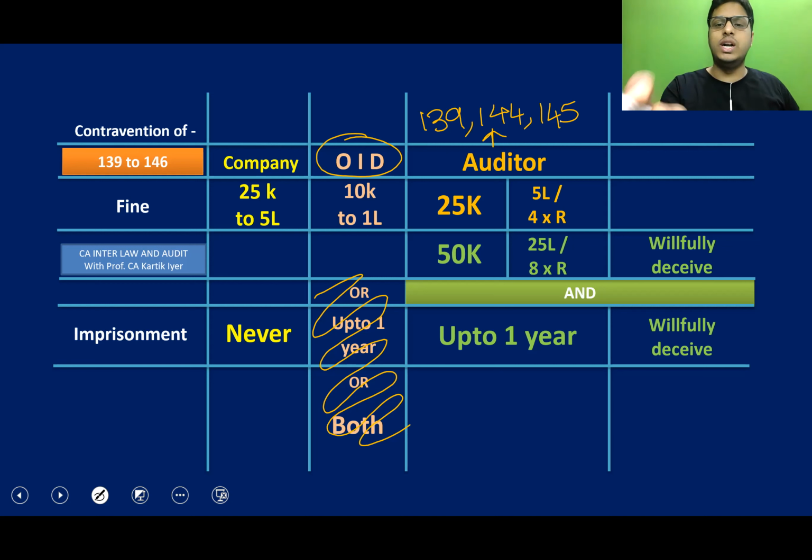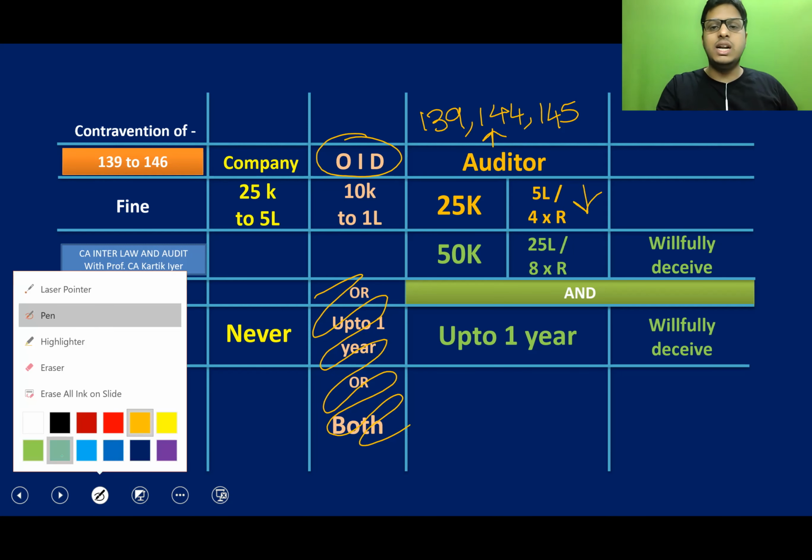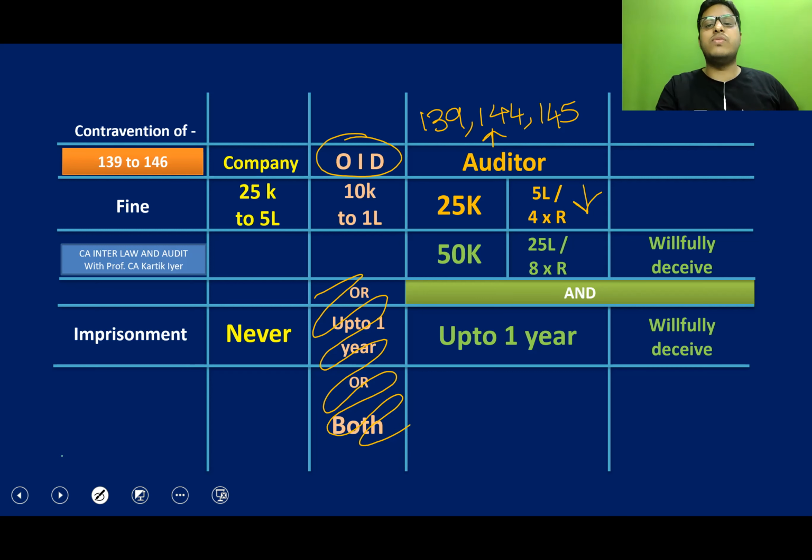So for any auditor, the penalty will be 25,000 minimum to 5 lakhs or 4 times of the remuneration, whichever is lower. This we had seen in the class. And second is 50,000 to 25 lakhs or 8 times of the remuneration, whichever is lower, if the auditor has willfully tried to deceive. And along with this, there is an imprisonment up to 1 year if the auditor has willfully tried to deceive. So this is still the same.